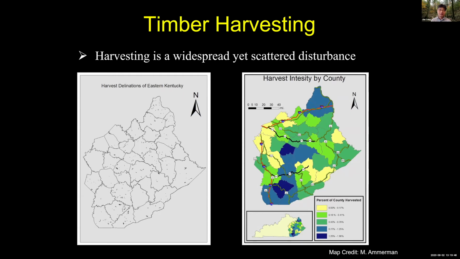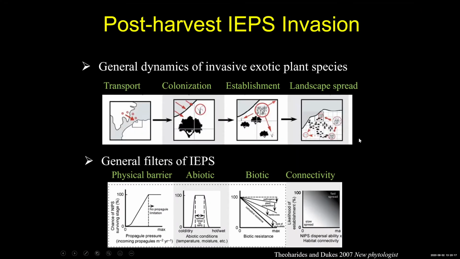So we can see that within Eastern Kentucky, there is some variability in terms of the harvest rate. But as you can see, some counties have a harvest rate as high as 1% to 2%. So that's actually a very high rotation for certain areas. But overall, as you can see on the left, the harvest patches are relatively small in Eastern Kentucky. So that's what we call the scattered disturbance.